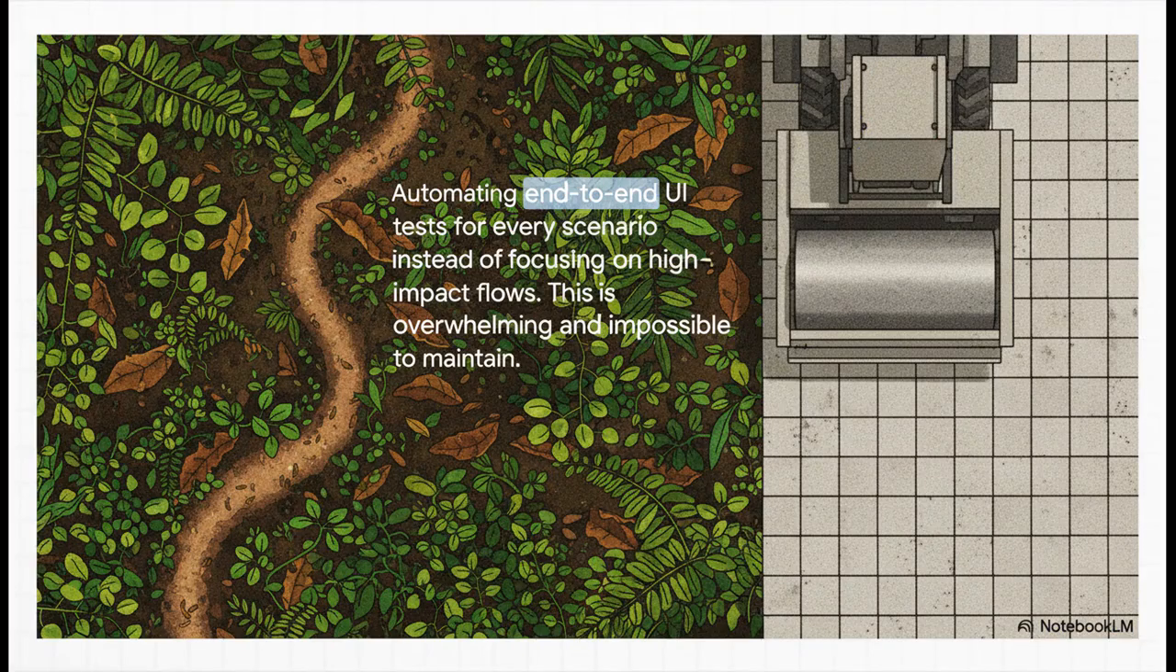So, trap number 1, trying to automate the entire jungle all at once. It's kind of like deciding you're going to pave the whole jungle floor. I mean, it's just overwhelming, right? It's impossible to maintain, and worse, you completely lose focus on the critical pathways that actually matter to the business.